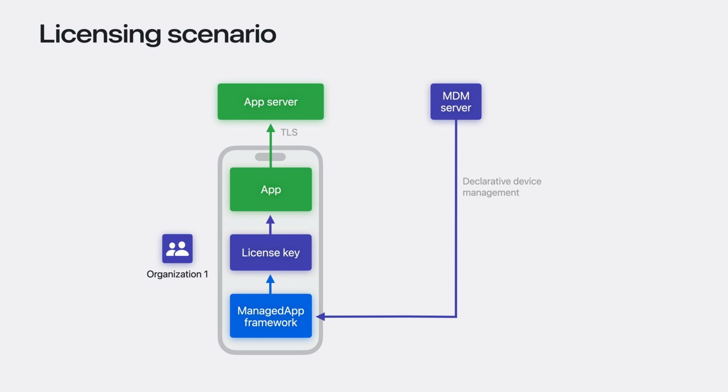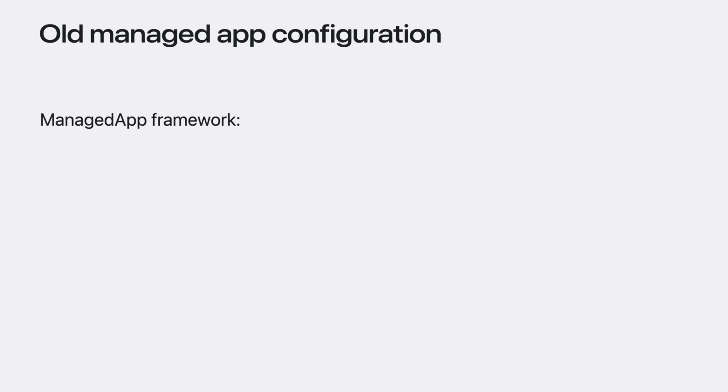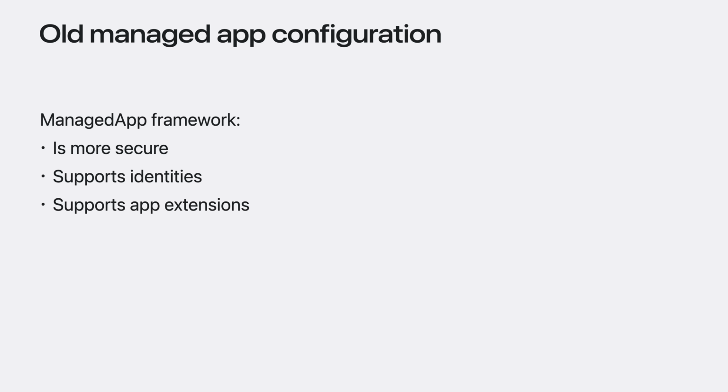Managed App Framework can provision a cryptographic identity for licensing purposes, which is a great deal more secure than a token. The administrator provisions a cryptographic identity on the device, with its certificate issued by the organization or the app developer. The private key is generated on the device and never moves from there, which is more secure than transmitting tokens throughout the architecture. The old Managed App Configuration feature doesn't support license keys. Managed App Framework is more secure, supports identities, and supports app extensions. If your app uses Managed App Configuration, you should move to Managed App Framework.